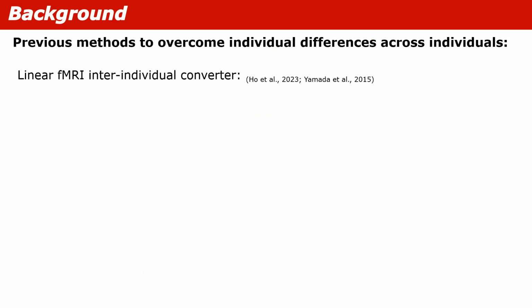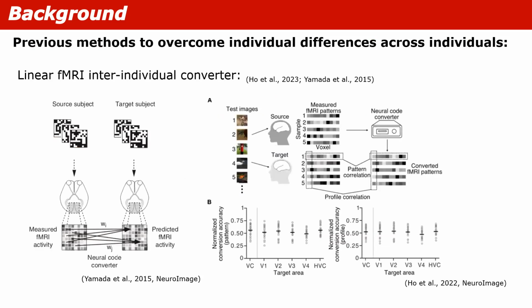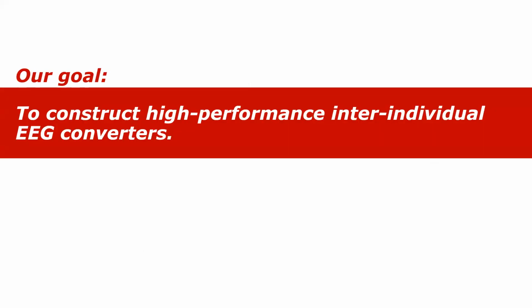A previous study has applied this method to fMRI studies. They proposed linear fMRI inter-individual converters. Based on this neural converter, you just need to input the fMRI activity of a source subject, and the converter can output a prediction of the fMRI activity of the target subject. This method can reach higher than 50% conversion accuracy. So the goal of our study is to construct high-performance inter-individual EEG converters.